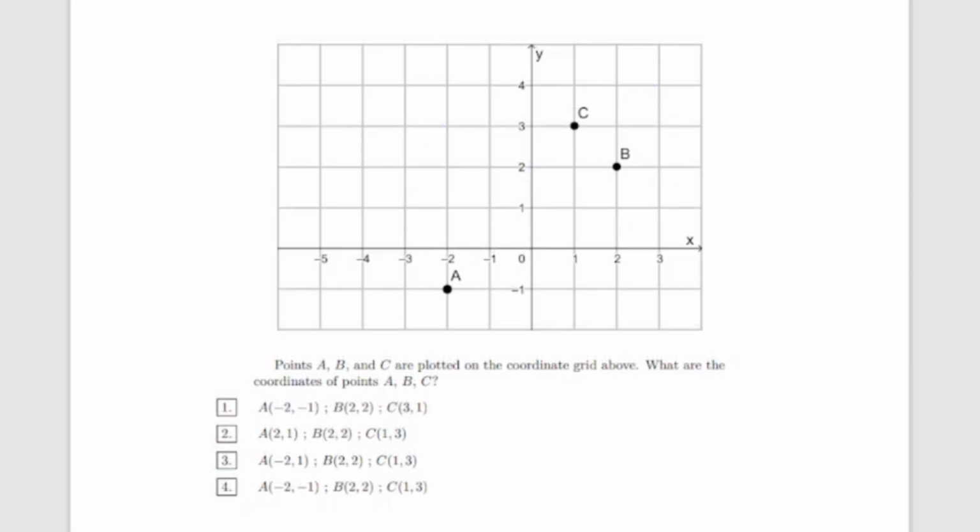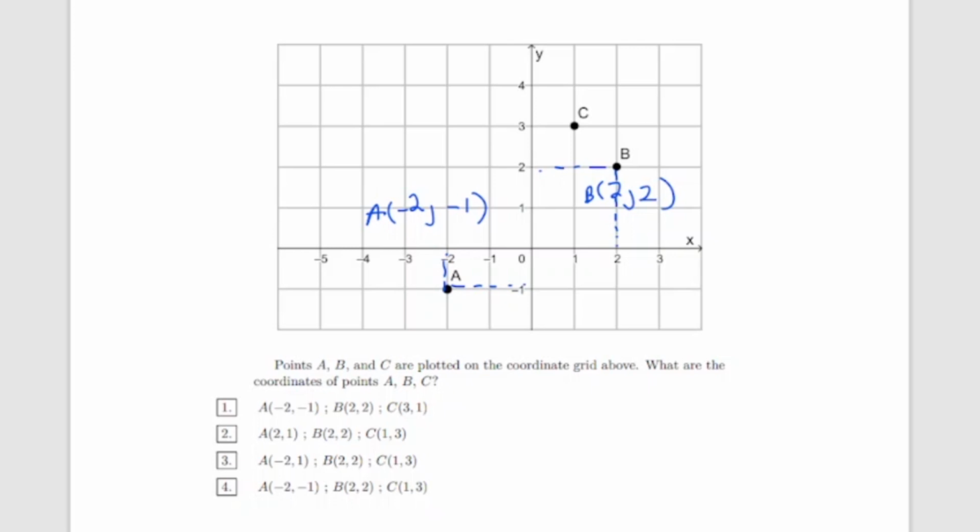Points A, B, and C are plotted on the coordinate grid above. What are the coordinates of A, B, and C? So for A, we start off at A and we go to -2 on the x-axis, and we go to -1 on the y-axis. For B, we start off at B and we go to 2 on the x-axis, and we actually go back to 2 on the y-axis. So B is 2, 2.